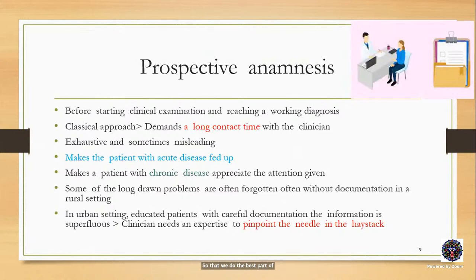So let us look at the pros and cons of the first type, that is prospective anamnesis. As we said, that is a classical approach. It demands a long contact time with the clinician. With COVID in 2020, a lot was difficult in doing prospective anamnesis. And sometimes it's misleading when you ask lots and lots of questions. And the problem is, when a patient has an acute disease, sometimes they get fed up.